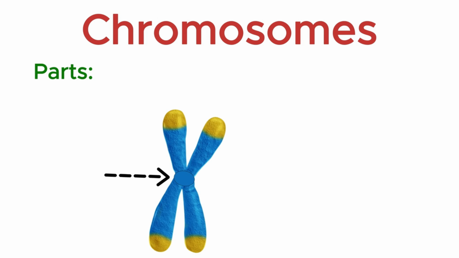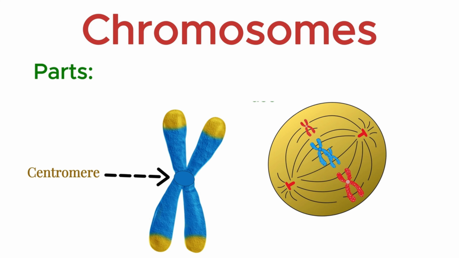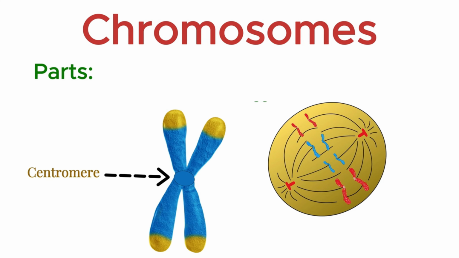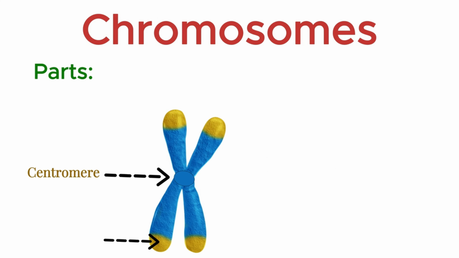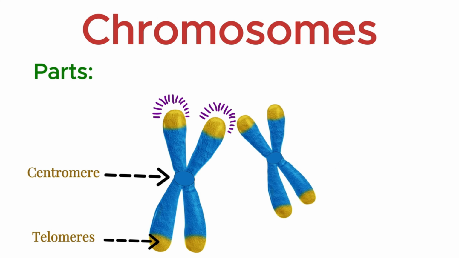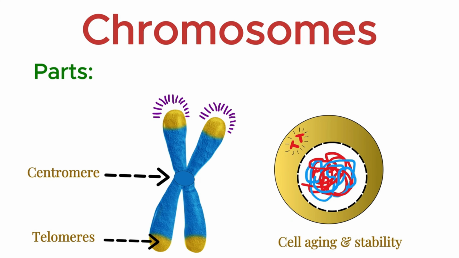This is the central constricted region, called the centromere. It plays a crucial role during cell division, acting as the attachment point for spindle fibers. These fibers help separate chromosomes accurately during mitosis and meiosis. At the ends of the chromosome are the telomeres, protective caps that prevent the chromosome ends from fraying or sticking to other chromosomes. Telomeres also play a role in cell aging and stability.